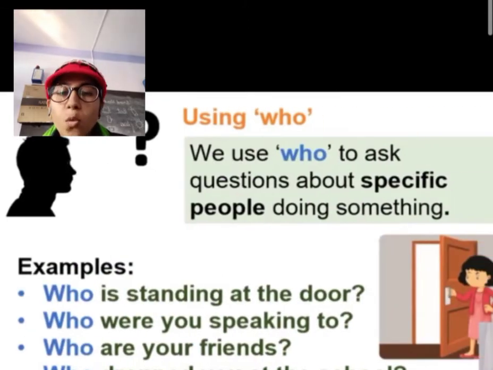Using who. We use who to ask questions about specific people doing something, like who is standing at the door, who were you speaking to, who are your friends, who dropped you at the school. So for the specific people we will use who.